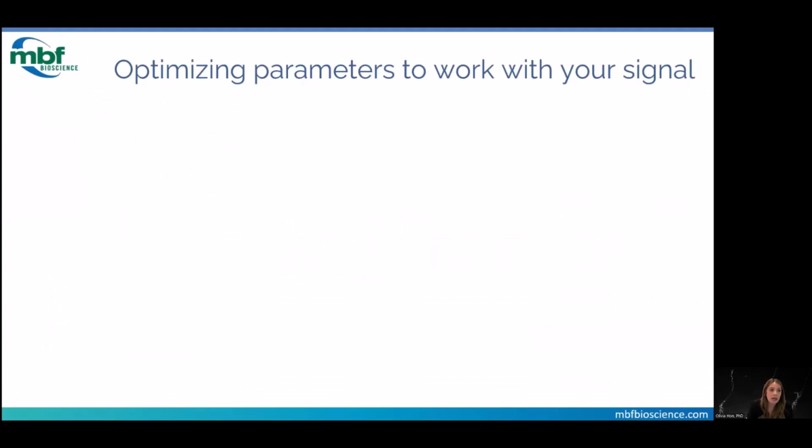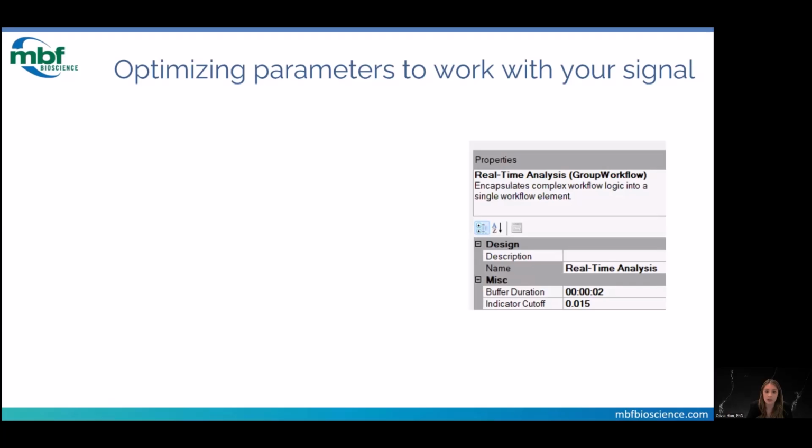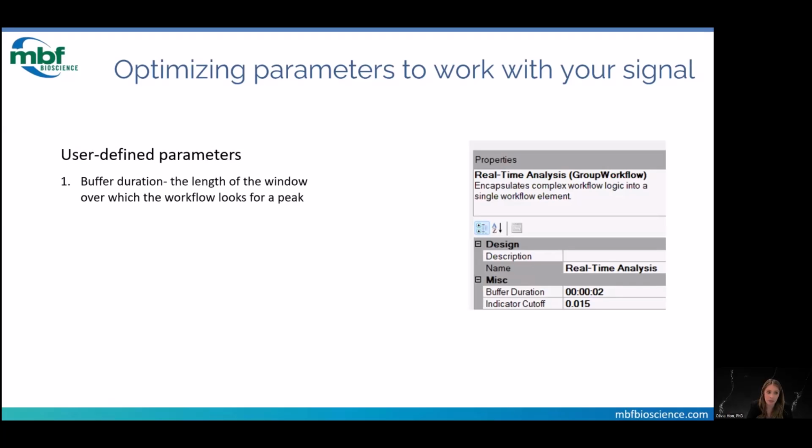Okay, so like I mentioned before, there is no one-size-fits-all analysis method that works for every single photometry experiment. And so what we've done with this workflow is build in a couple of user-defined parameters that allow you to adjust how the peak finding is working and tailor it to your signal. And so in this workflow, we've built in two different parameters, which are buffer duration and indicator cutoff. So the buffer duration is the duration of the moving window over which you're doing your analysis. And then the indicator cutoff is where you set the threshold for what gets counted as a peak and what doesn't count as a peak.